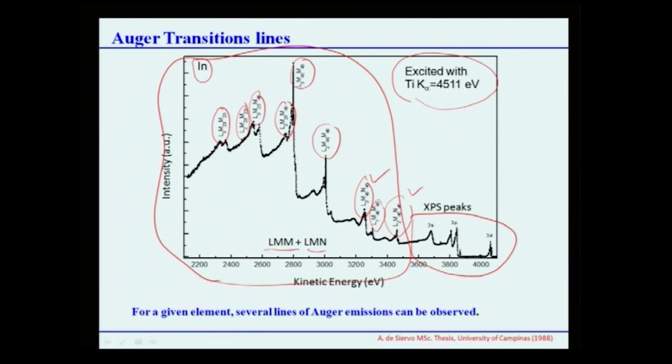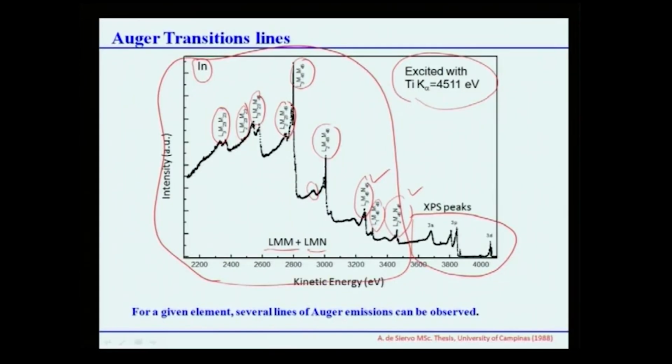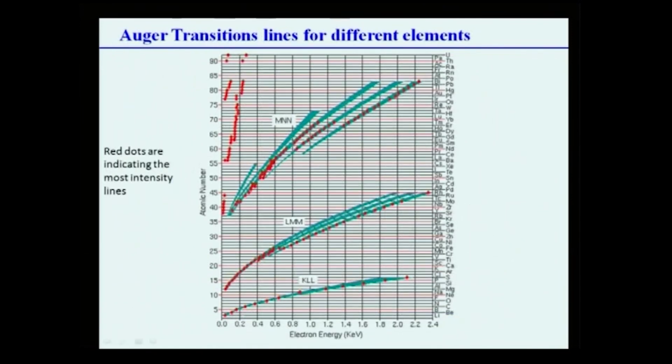These transitions can be detected very nicely in an XPS spectrum. Here it is plotting intensity of the electrons coming out, but many times if you plot dN(E)/dE versus kinetic energy, which is the slope of this curve, that will give you much better peaks. So for a given element, several lines of Auger will be observed. That is what is observed.